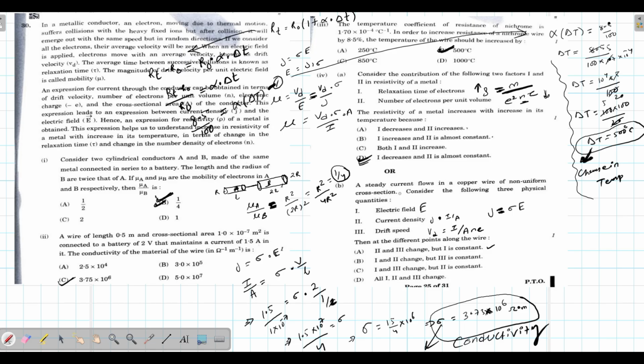If a steady current flows in a copper wire of non-uniform cross section, consider the following three physical quantities: electric field, current density and drift speed. For non-uniform cross-sectional area, J equals I by A, and since area is changing, J is not constant. Vd equals I by (nAe), and since area is there, it is changing. Electric field is constant. So option A is correct.